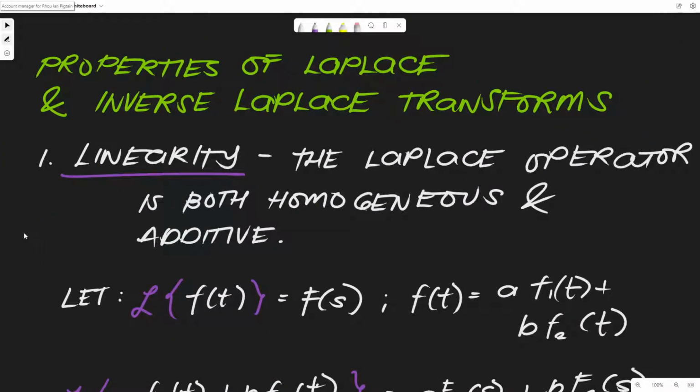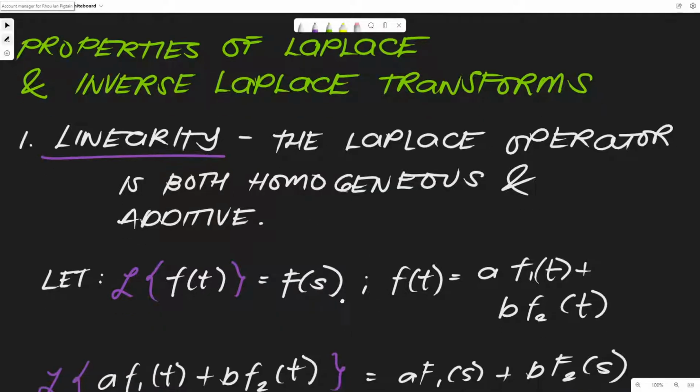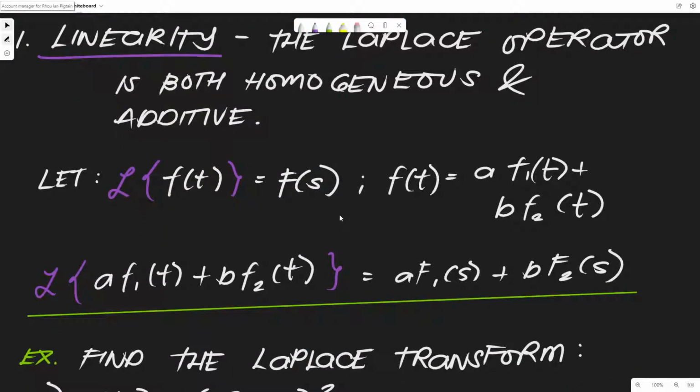So let's jump, for the meantime, into the properties of Laplace and inverse Laplace transforms. We have our first property, the linearity property. Sabi dito, the Laplace operator is both homogeneous and additive. So let's say I have a function f of t, then kinuha ko yung kanyang Laplace transform, which is essentially F of s.